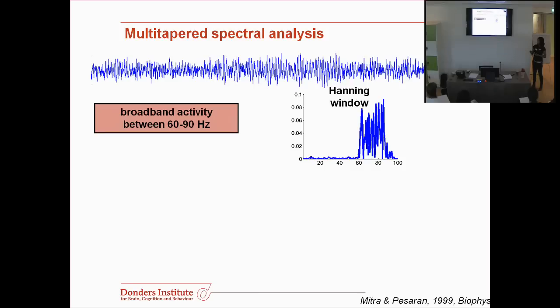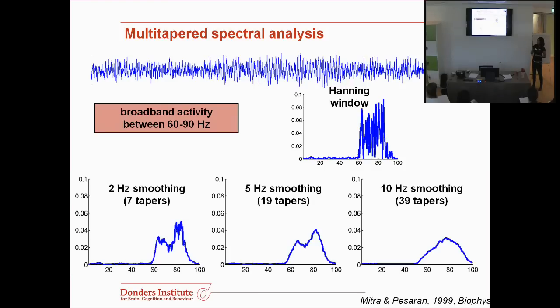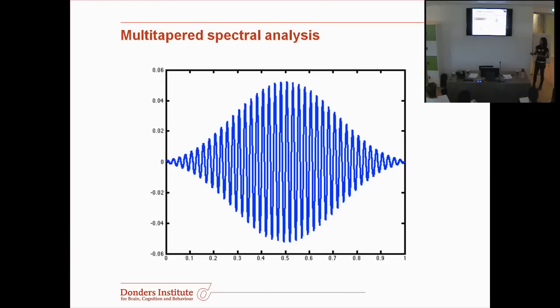And now what we're going to do is, instead of applying one taper, we're going to apply more tapers. So going from left to right, you can see an increase in the number of tapers applied, and you can see that as you apply more tapers, you get a more smooth representation. So how does this work?